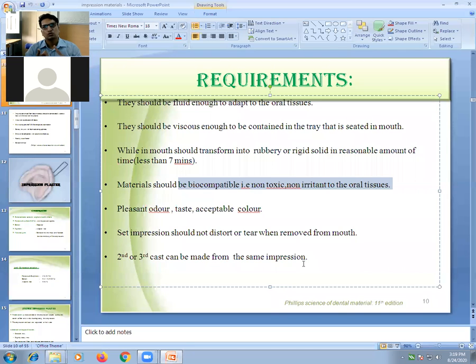Biocompatibility means it should not cause any toxic or irritant effect on the oral tissues. It should have pleasant odor, taste, and color. The set impression should not distort or tear while removed from the mouth. And the last is that the second and third casts can be poured from the same impression.